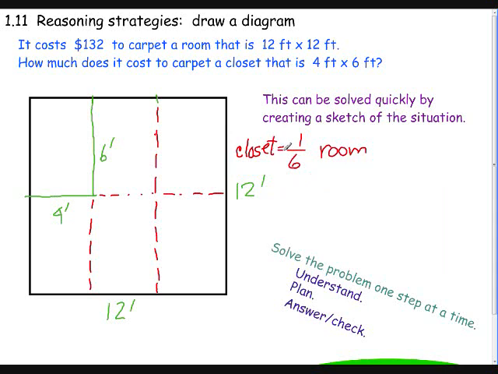So, if it costs $132 for a whole room, if I divide this by 6, won't I know what it costs to do 1/6 of it? I think so. Okay, that would be, goes in twice, and yeah, so it would cost $22. So a little diagram can be very helpful, don't you think?